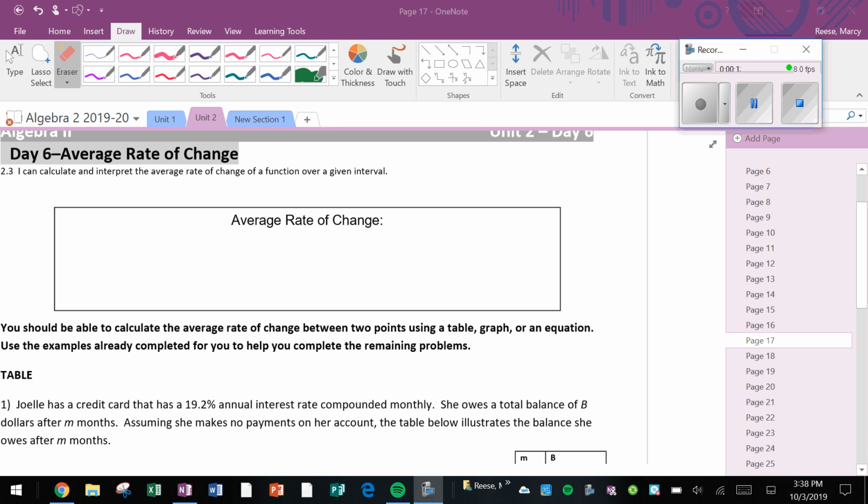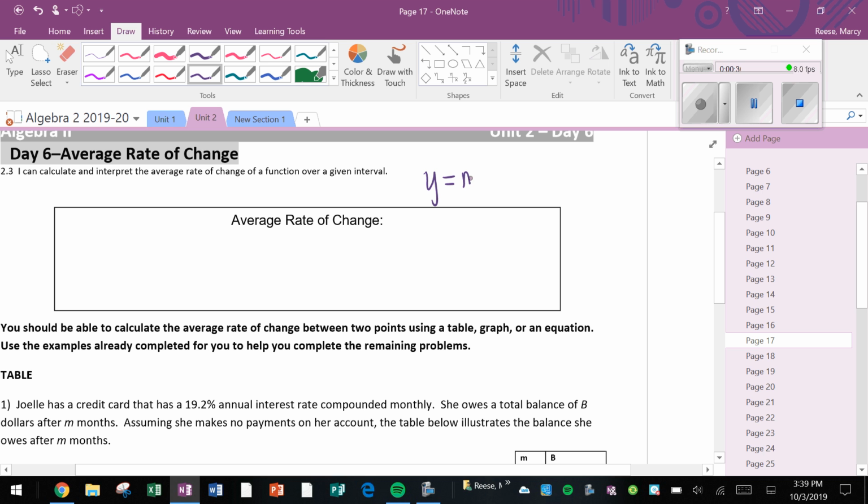It's an actual review of average rate of change. So it is a standard that is carried through in every curriculum. So you've seen it in geometry and you've seen it in Algebra 1. So that's why it's going to be really a quick review for you today.